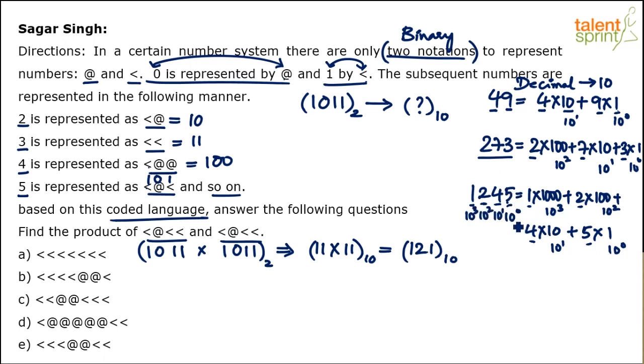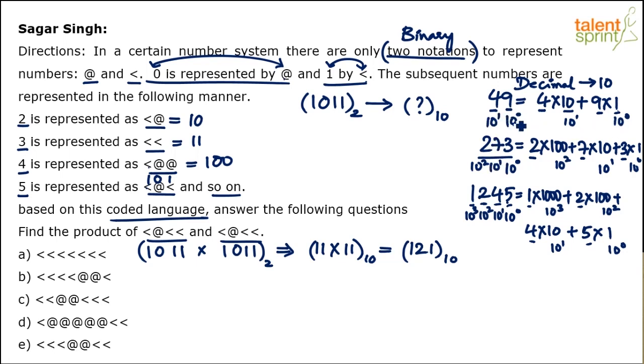5 into 10 power 0, 5 into 1. 4 into 10 power 1, 4 into 10. 2 into 10 power 2, 2 into 100. 1 into 10 power 3, 1 into 1000. Similarly here it was 10 power 0, 10 power 1, 10 power 2. You understand?